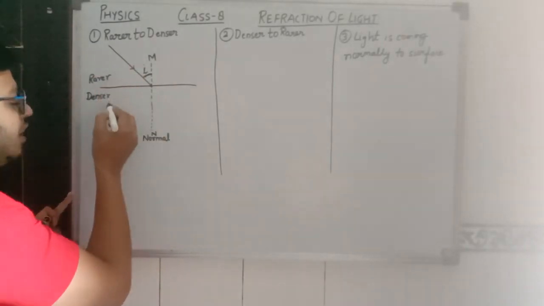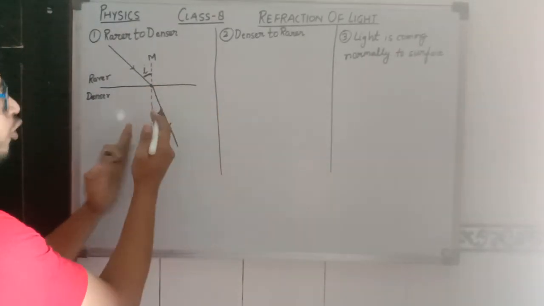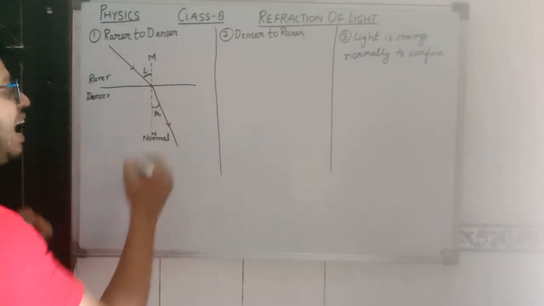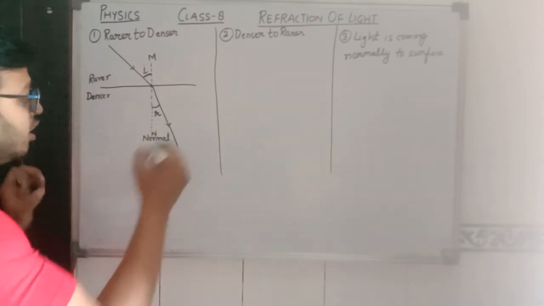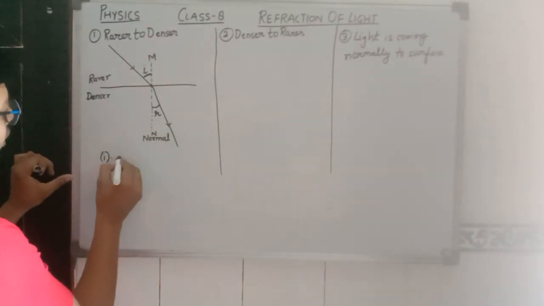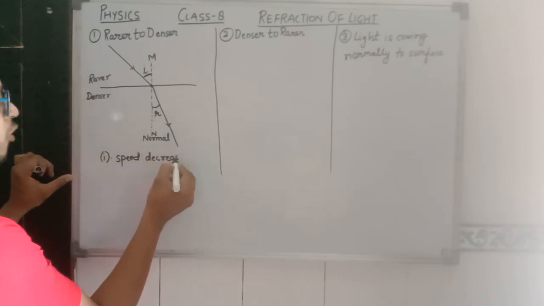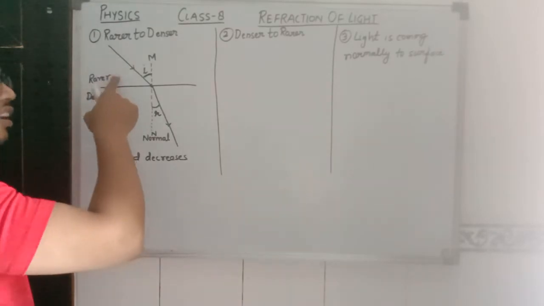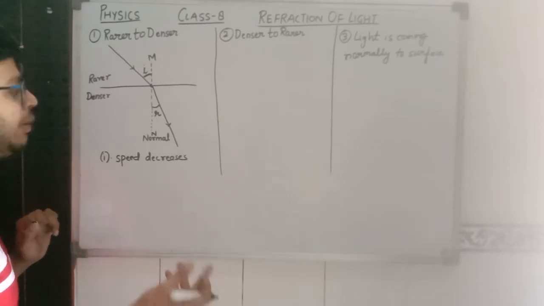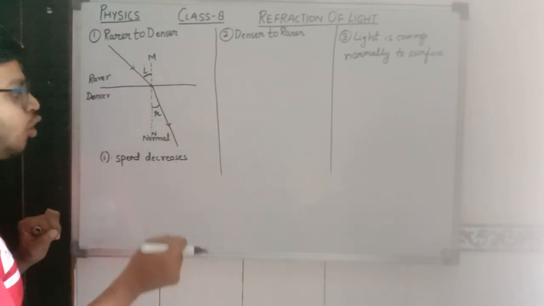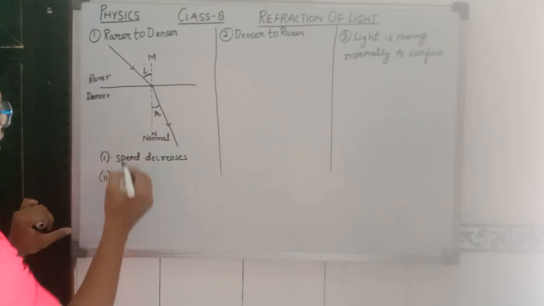Now, when a light ray passes from rarer to denser, it bends towards the normal. It is coming closer to the normal. This angle is the angle of refraction, r, the angle formed between the normal and the refracted ray. So there are three results. The first result is about speed. The speed of light decreases in this case. In a rarer medium, the particles are far apart from each other. That is why light is moving with a high speed. But in a denser medium, particles become close. That is why the speed of light becomes less. So the first result is speed decreases.